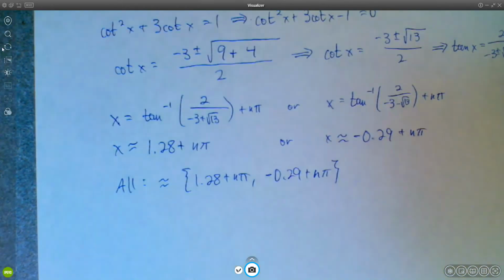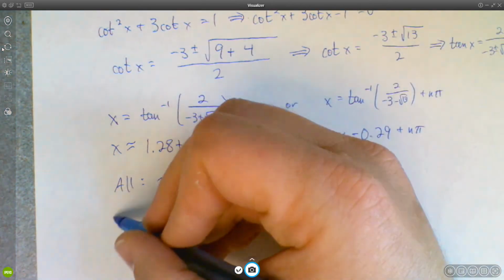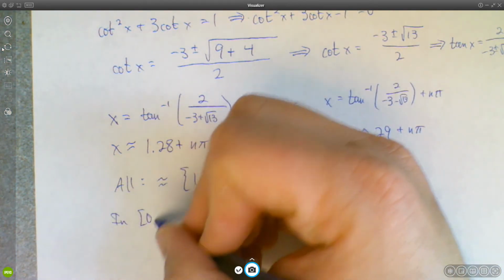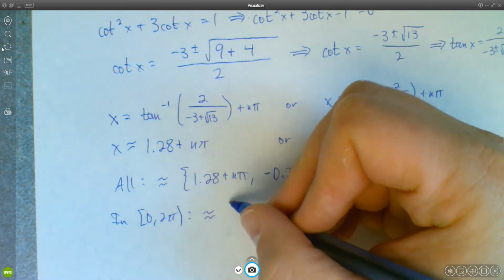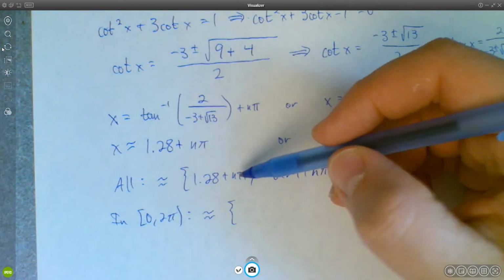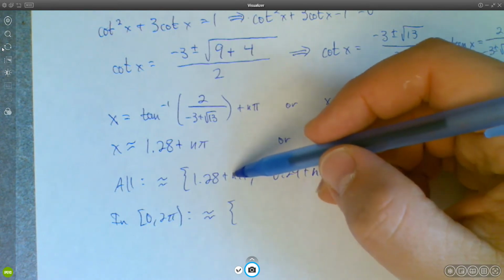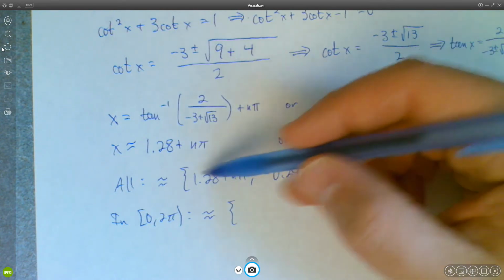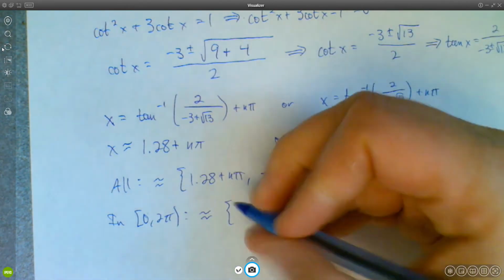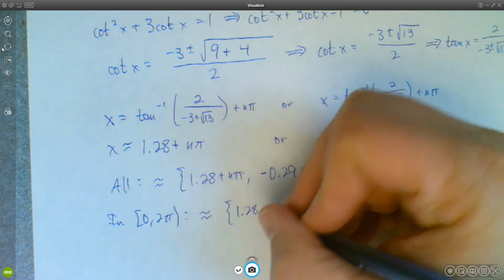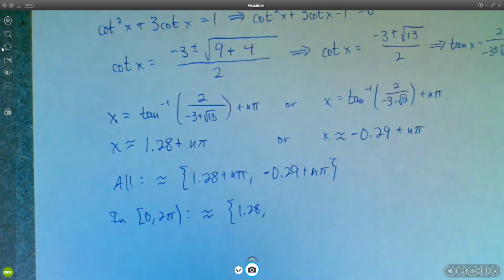If you want to get the solutions that live between 0 and 2 pi, you do the same thing as what we've been doing, right? So pi is about 3.14. If I plug in a negative 1, I'll be subtracting 3.14 and I'll get a negative value, so that's too small. If I plug in 0 though, I get 1.28 and that works. If I plug in 1, 1.28 plus pi is about 4.42.